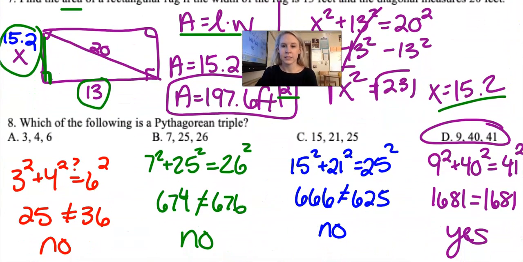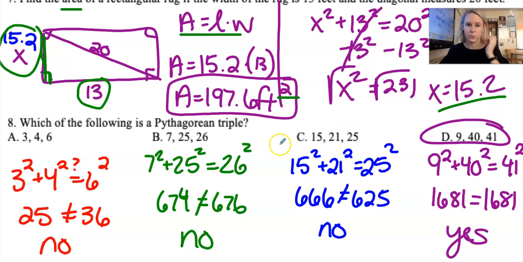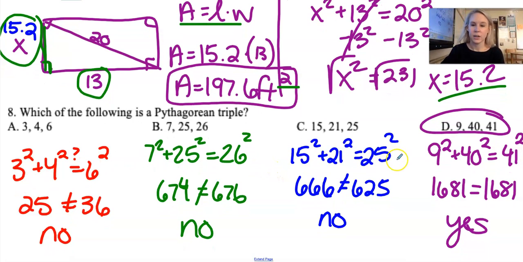And then last but not least, it wanted to know which of the following satisfied the Pythagorean triple. Okay? Now if you remember, Pythagorean triple is 3 numbers that satisfy it. So set it up like normal and see if your left side equals your right side. A, B, and C were all no's. And the last one, of course it was the last one after you did all the work, 9, 40, and 41, those will be the legs of a triangle that satisfy it.